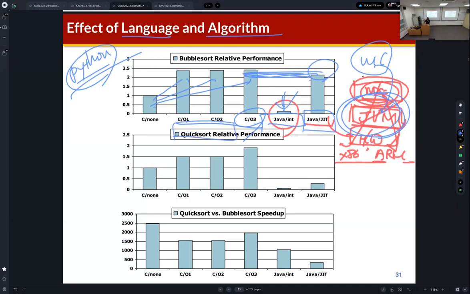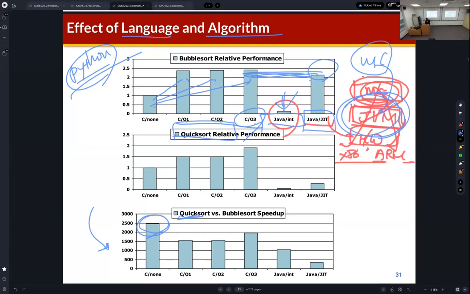Also, if we change the algorithm, obviously, so this is the quicksort algorithm, the performance of the quicksort algorithm, then we can also improve the performance, right? So the last graph shows the performance of quicksort compared to bubble sort. So we can observe that the performance is 2,500 times improved. Okay, so if the algorithm is improved, then the performance is also improved.